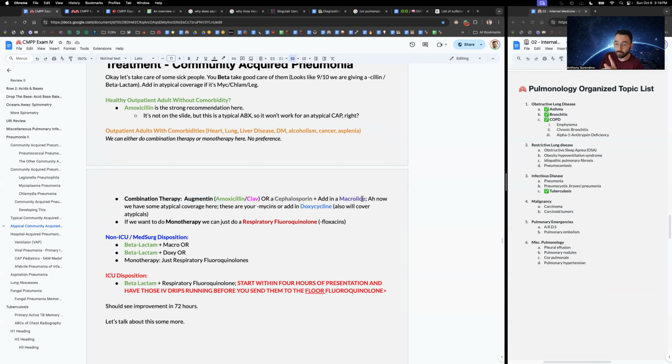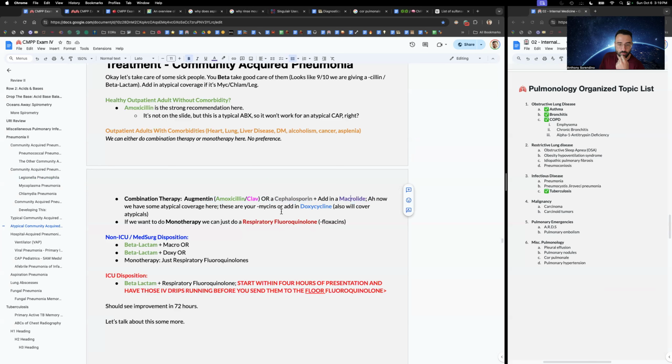But we still need to add in a macrolide. Why do we need to add in a macrolide? Because it covers atypicals. Augmentin or cephalosporin, you just pick one. You would probably do a Keflex, a first gen, if you want to cover gram positives here, and then you hit it with macrolides.